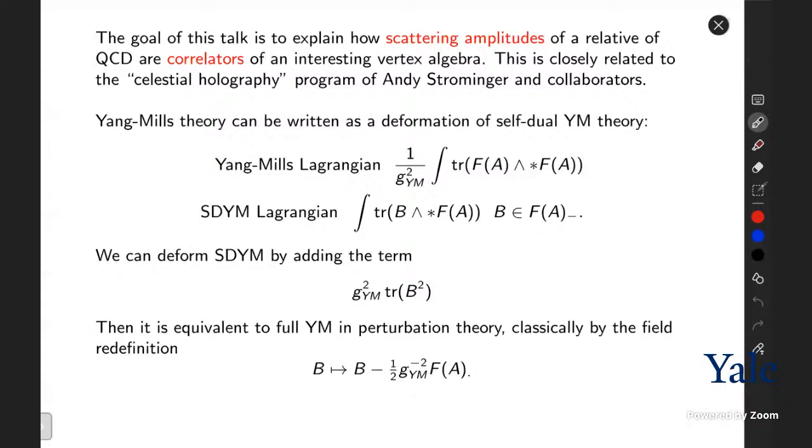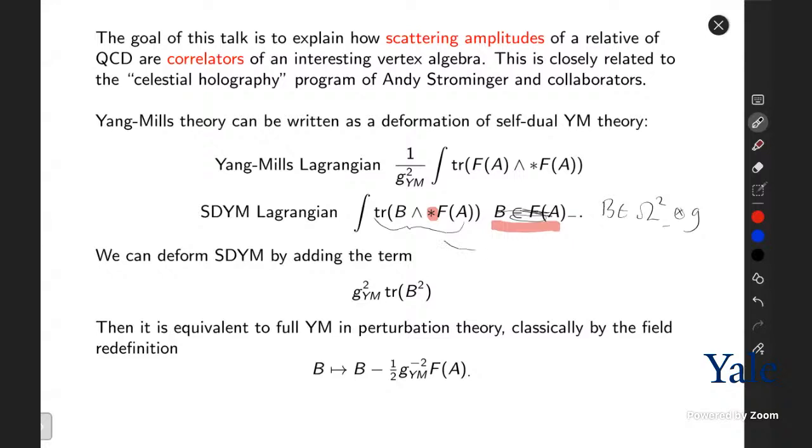Everybody knows the Yang-Mills Lagrangian, where I take F wedge star F. For self-dual Yang-Mills theory, there shouldn't be a star there. We introduce an auxiliary field, which is an adjoint-valued anti-self-dual 2-form. I think I've written this really badly, sorry. I made my slides in a bit of a hurry. B is in Omega^2_- tensor g, so it's an adjoint-valued anti-self-dual 2-form, and the Lagrangian is trace of B wedge F. So this is a much simpler Lagrangian.